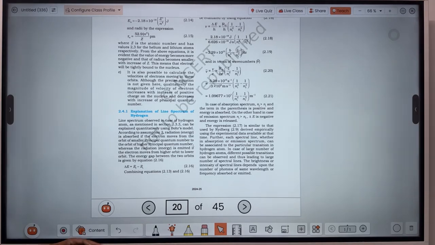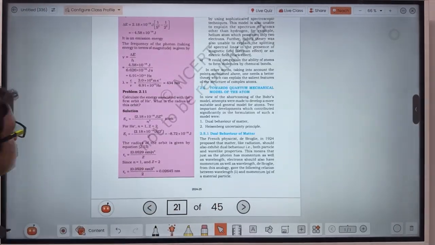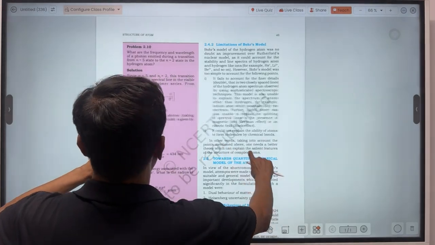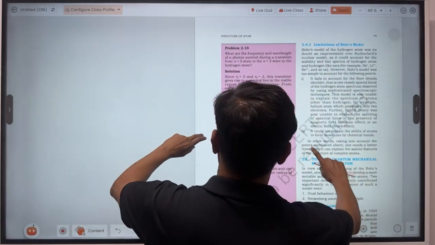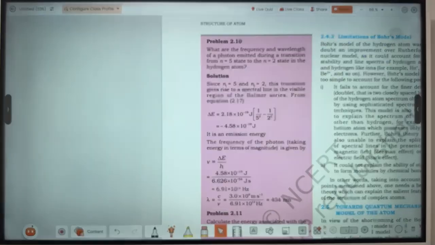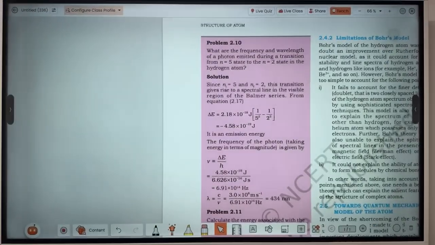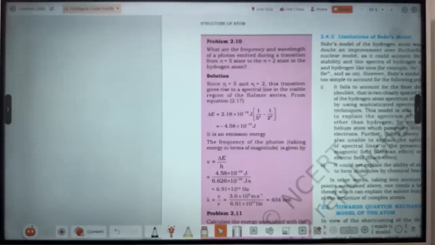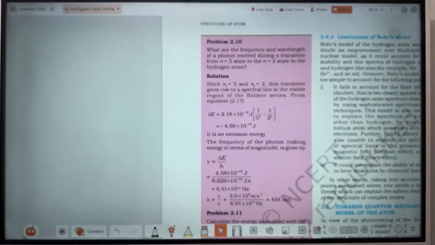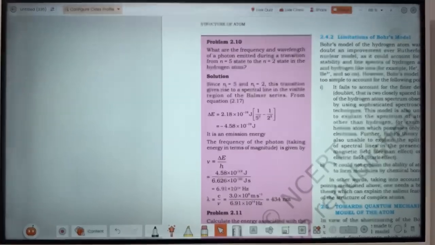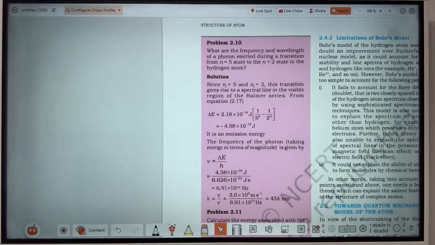Okay, now let's see. Watch out for this question. The question is, you have to find out the frequency and wavelength of the photon emitted when the electron falls from n equal to 5 to n equal to 2.